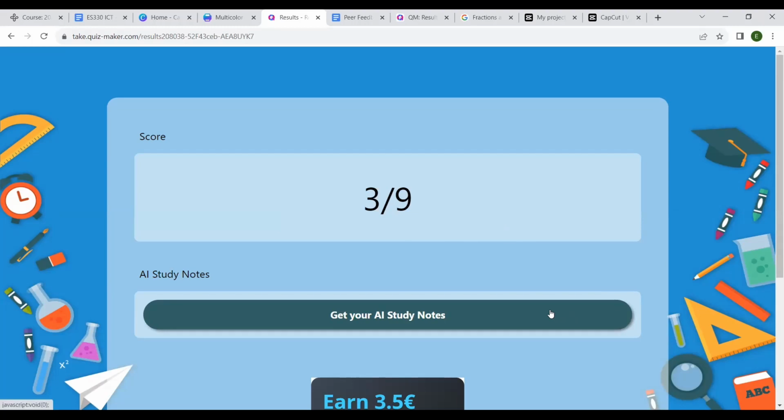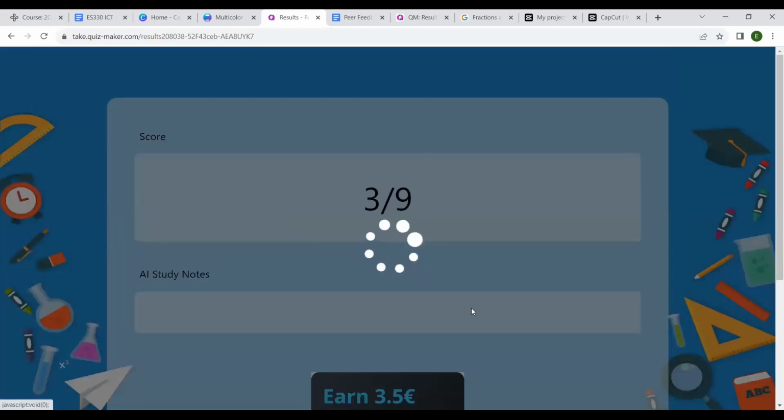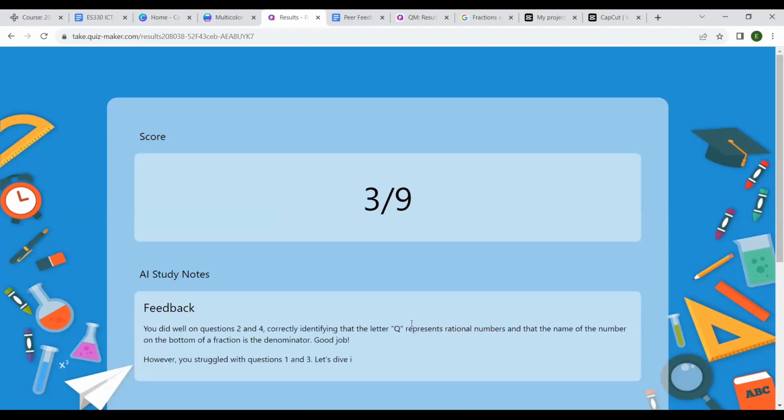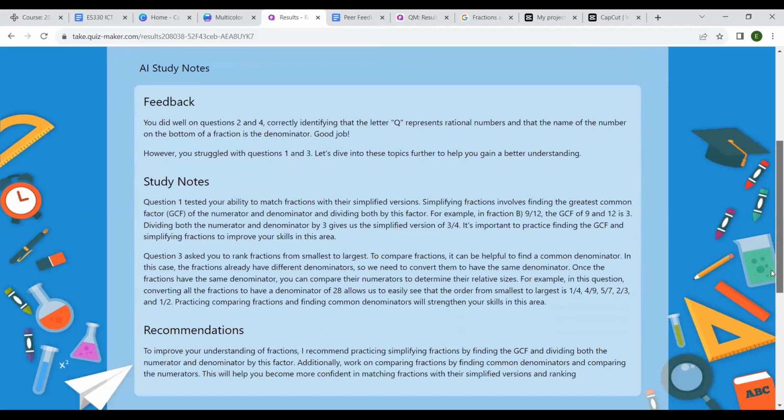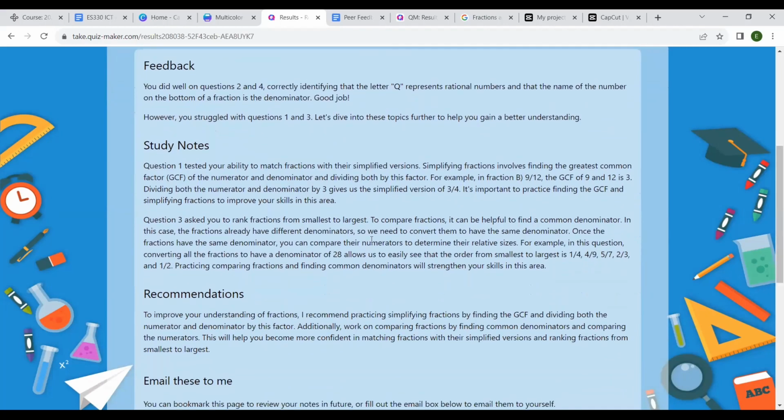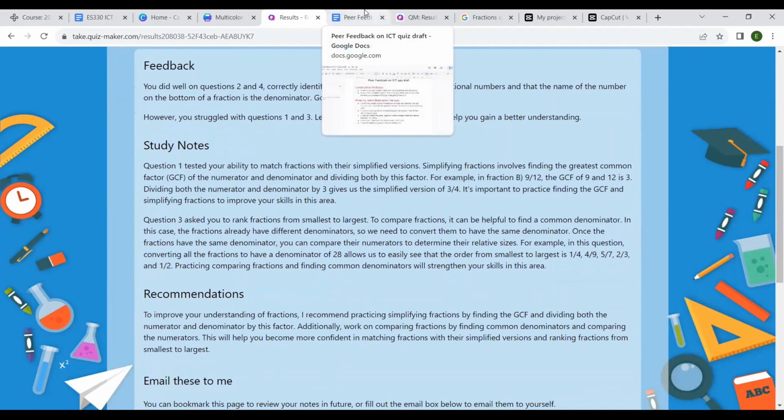What I really liked about this quiz is you get AI study notes. It comprises feedback for you. First it tells you what questions you did well on, so that's really important to give that positive feedback. Then it shows you areas you struggled on. It gives you study notes, the correct answers or what you should have done. And then it gives recommendations on how you can improve your understanding of fractions. So I really like this quiz. I made this quiz on Quizmaker.